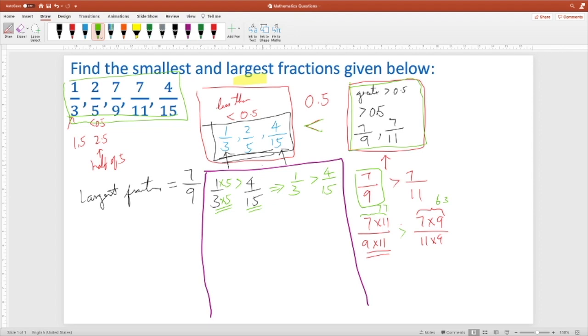Okay, so the remaining number in this group is what? 2 over 5. Yes, 2 over 5. So we are going to pick 2 over 5 and then compare with the number right here so that we can determine which one is the smallest fraction in this group. I mean, in these 5 fractions. So we choose 2 over 5 and compare with which number? 1/3 or 4 over 15?